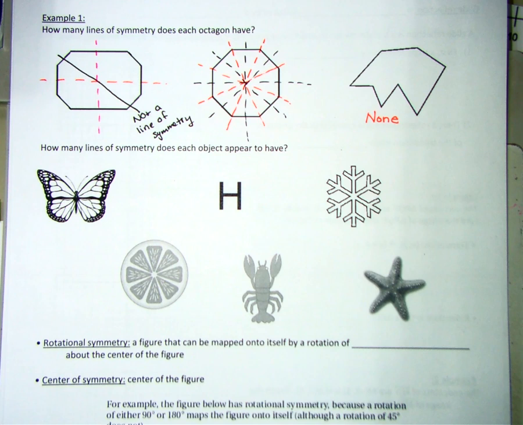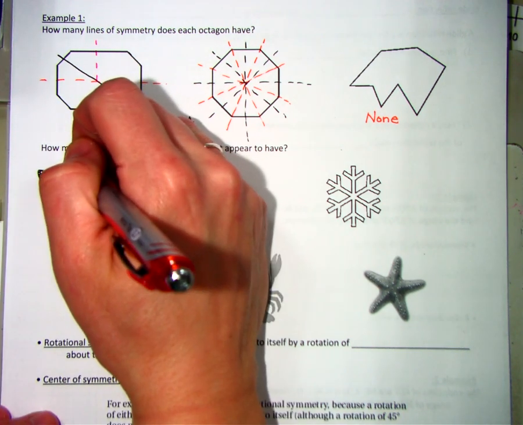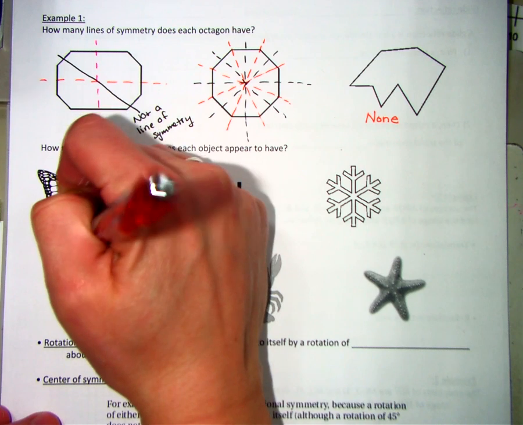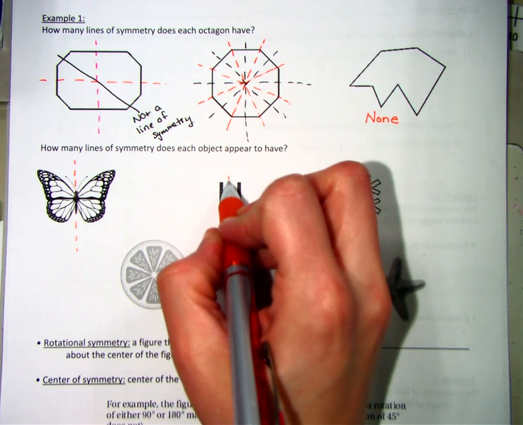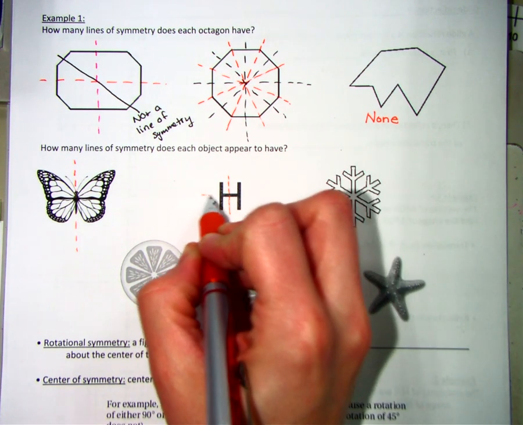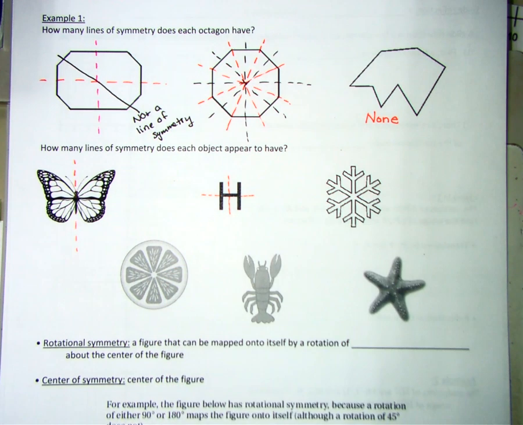Okay, what about Mr. Butterfly? How many lines of symmetry? Just one. Just one. If you cut him in half this way, he's definitely not the same on the top and the bottom. It's kind of like you as a person. You have arms on the top, but you don't have arms on the bottom. So we're going to cut him right in half here. Okay. What about the letter H? How many lines? 2. There are 2 lines of symmetry for the H. There's one there and one there.